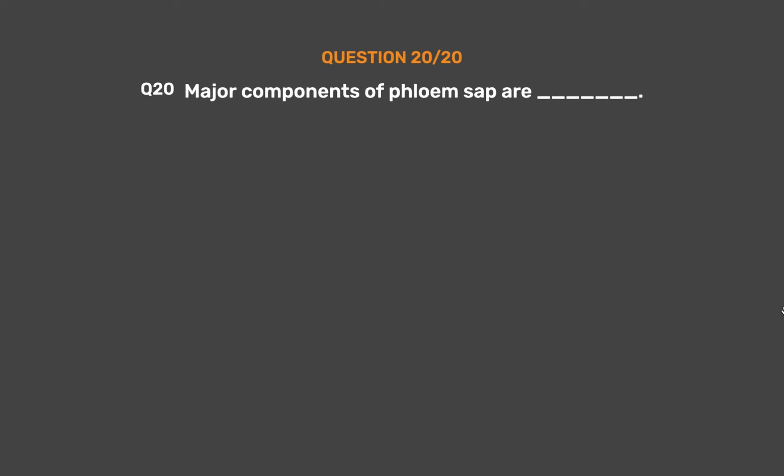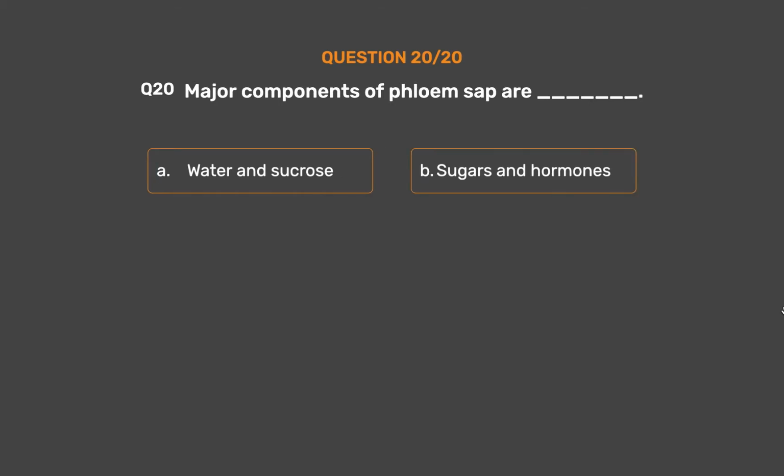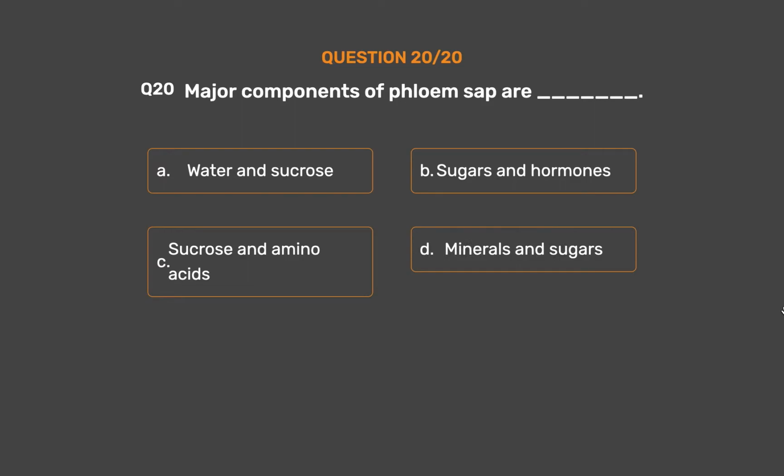Question number 20. Major components of phloem sap are Option A. Water and sucrose. Option B. Sugars and hormones. Option C. Sucrose and amino acids. Option D. Minerals and sugars.